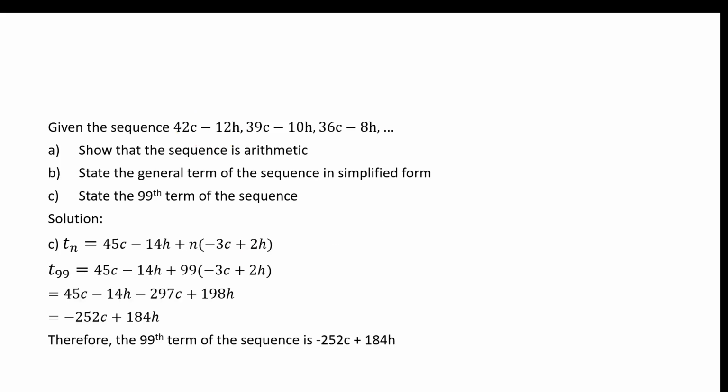Now, to get the 99th term of the sequence, we simply sub 99 in for the subscript n on the left and sub 99 in for n on the right. And we distribute 99, and we get 45c minus 14h minus 297c plus 198h. In other words, negative 252c plus 184h. And there is your 99th term.